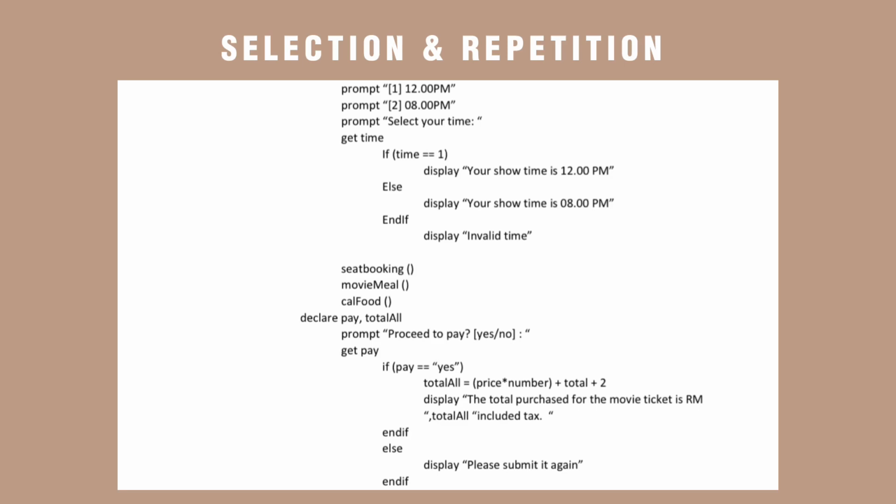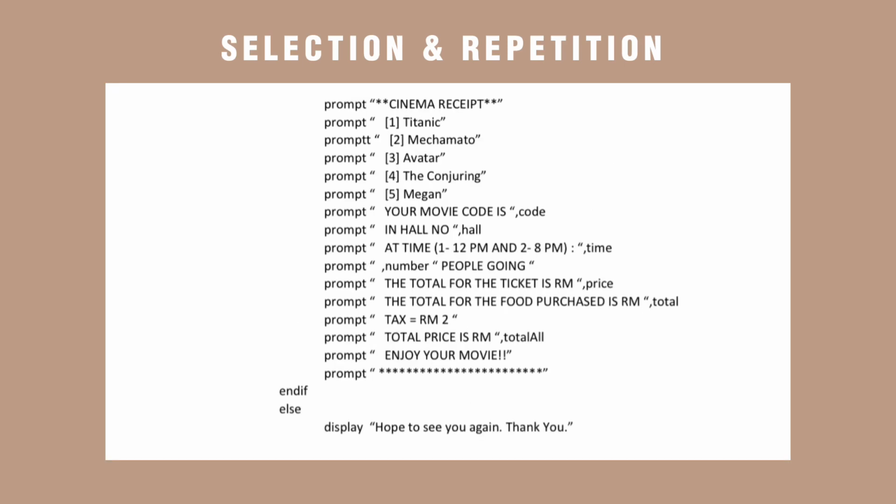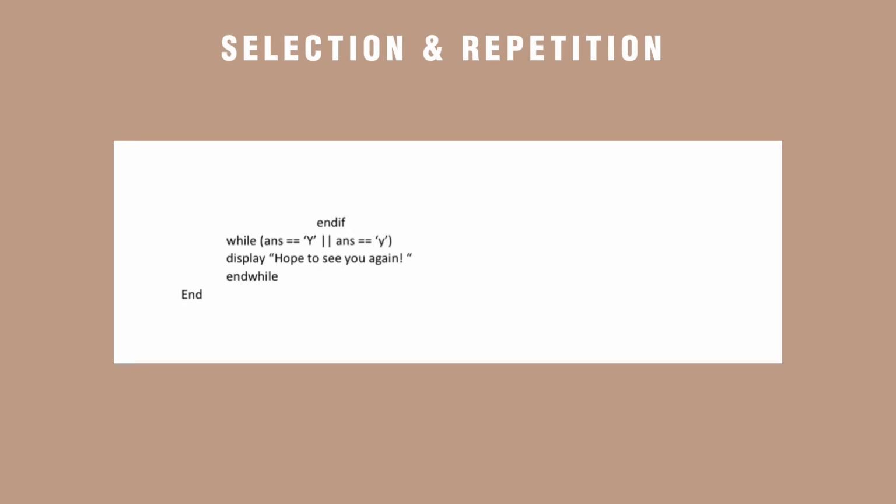The named functions we also use are seat booking, movie meal, cal food, which is calculate food, then we declare pay and total all. Next, we prompt proceed to pay. If yes, the program will display the total, else will display please submit it again, and end if. And then we will prompt the cinema receipt that includes all the input from the user, else the program will display hope to see you again, thank you, and end if. While answer equals Y, it will display hope to see you again, and end while.